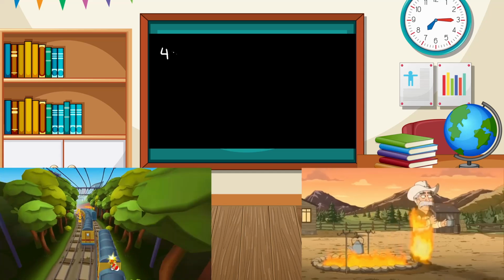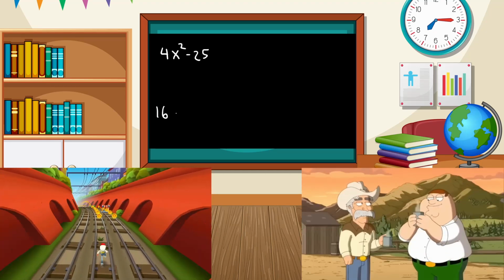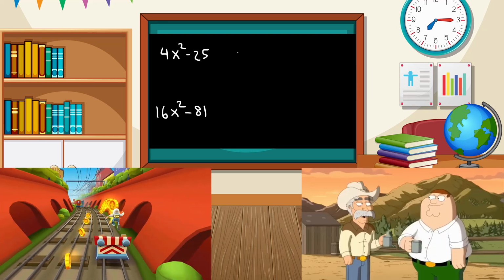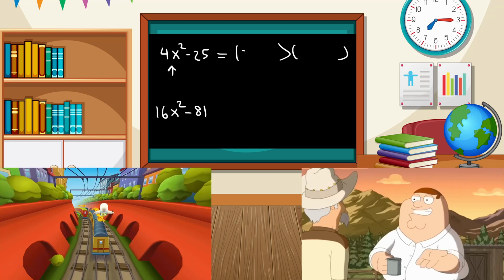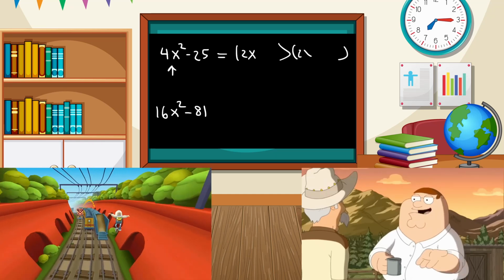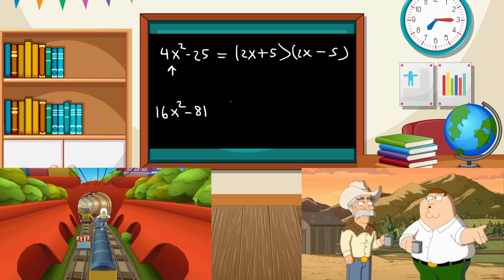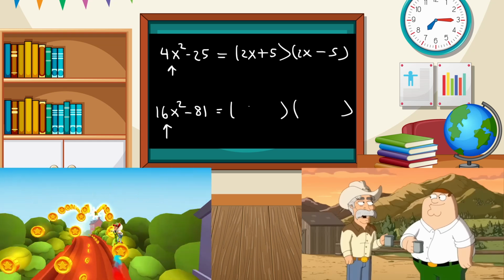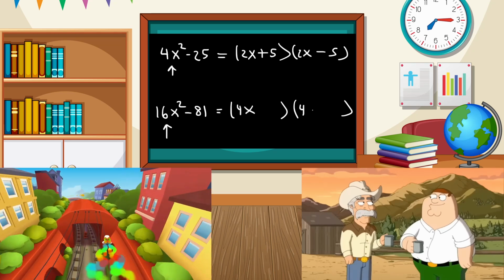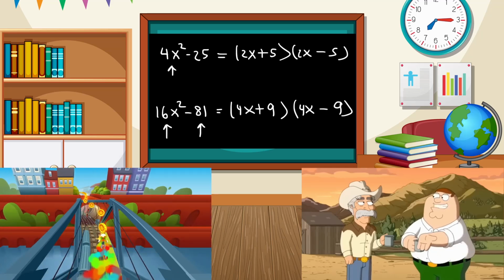Now let's try some harder examples. Let's factor 4x squared minus 25, and also 16x squared minus 81. What is the square root of 4x squared? The square root of 4 is 2, and the square root of x squared is x. So we're going to get 2x. And the square root of 25 is 5. So the answer is going to be 2x plus 5 times 2x minus 5. Now what is the square root of 16x squared? The square root of 16 is 4, and the square root of x squared is x. And then the square root of 81 is 9. So the answer is going to be 4x plus 9 times 4x minus 9.